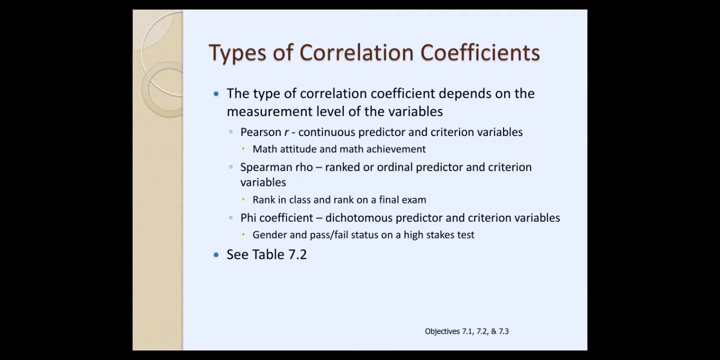The second is Spearman rho. It is used if the data for at least one variable are expressed as rank or ordinal data, like rank in class and rank on a final exam. And the last is the phi coefficient, used when both variables can be expressed only in terms of a categorical dichotomy, such as gender and pass or fail status on a high-stakes test.